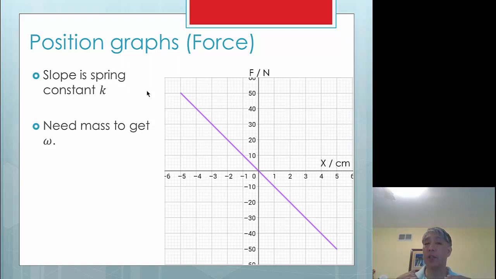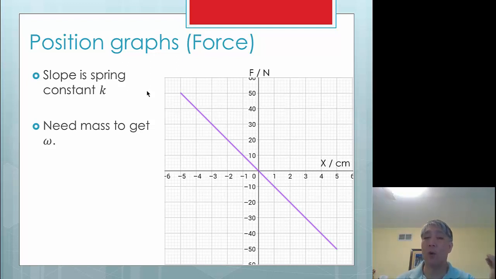For position graphs, we end up with a little bit different set. We'll end up with force graphs. In this case, this is the force associated with the spring, but all simple harmonic motion graphs will have a very similar graph. In this case, the slope of this graph happens to be my spring constant, minus k to be honest, but that's because my force is opposite the displacement.